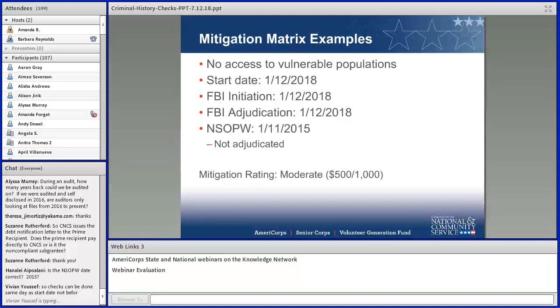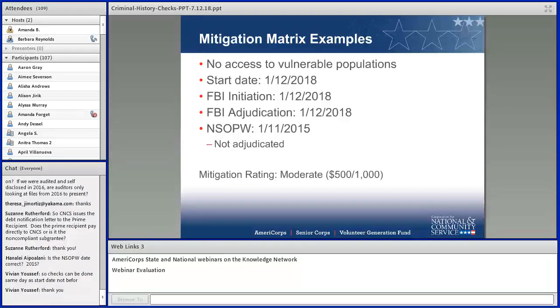So checks can be done same day as start date, not before? Yeah, checks can totally be done before. They can just be done no later. So FBI and state checks must be initiated no later than the start of service or work hours. NSOPW has to be done before. So in this case, the grantee did everything correctly. They did the NSOPW before. They got the FBI initiated on the day of. They even got adjudication on the day of, but they did not adjudicate NSOPW.